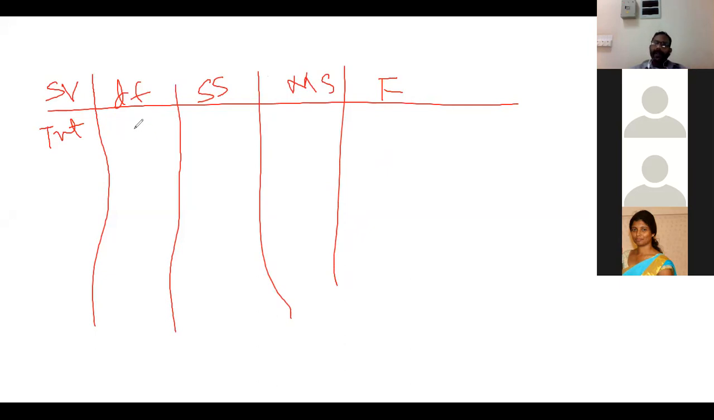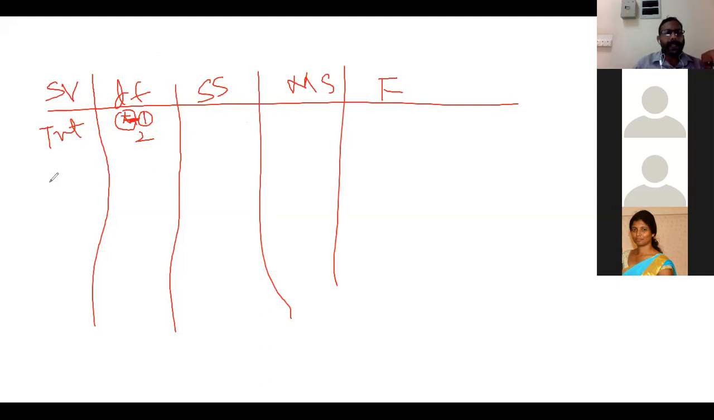T minus 1. So what is the number of treatments? How many treatments were there? 3. Look at the formula. T minus 1, right? So T is 3, minus 1. 3 minus 1 is 2. So nicely fill this table. This is called an ANOVA table.